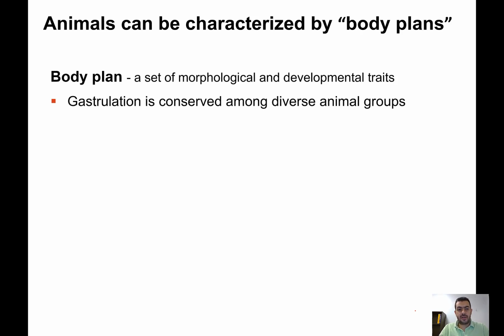Gastrulation, which we have shown in the previous slide, is conserved among the diverse groups of animals, but the distribution of the organs and the tissues and the development of the mouth and the anus, which one comes first, all of these characteristics differ among the diverse groups of animals. That's why we use these morphological and developmental traits to characterize the body plan. The first feature is symmetry. Animals can be classified as having bilateral or radial symmetry.